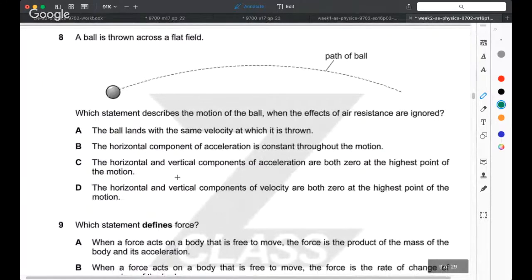Okay? Question A? Okay. Sorry, so the question describes the motion when the effects of air resistance are ignored.